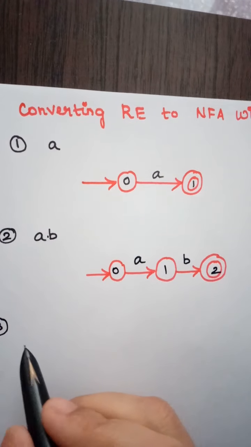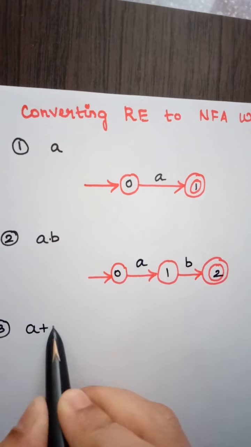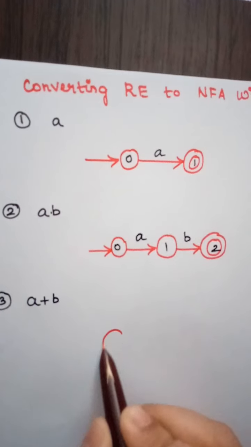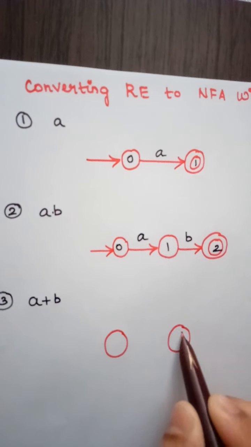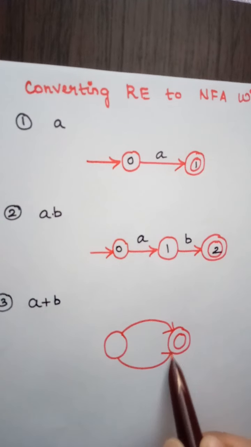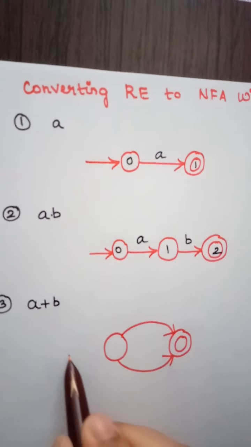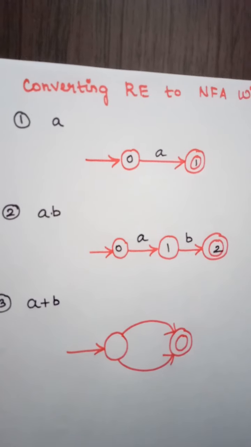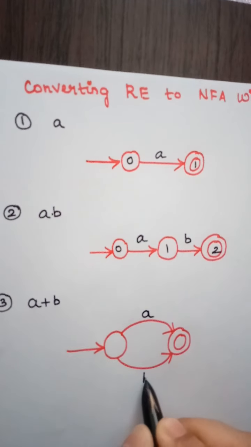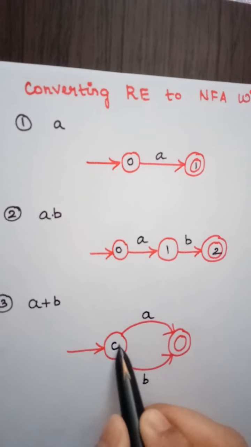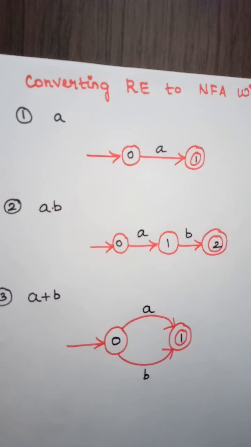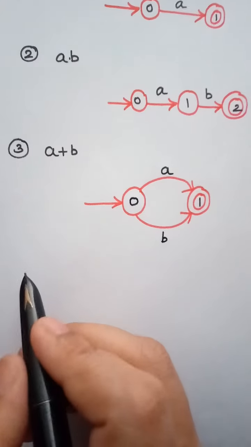The third basic operation we have is union, that is A plus B. Whenever we have A plus B, this is how we can construct the NFA without epsilon move for the given input A or B. Here this is A and this is B. Let us take the states as 0 and 1. So this is for the union operation, that is A plus B.